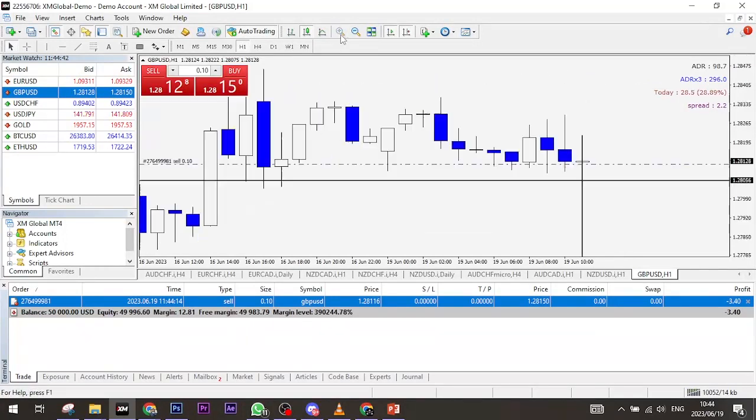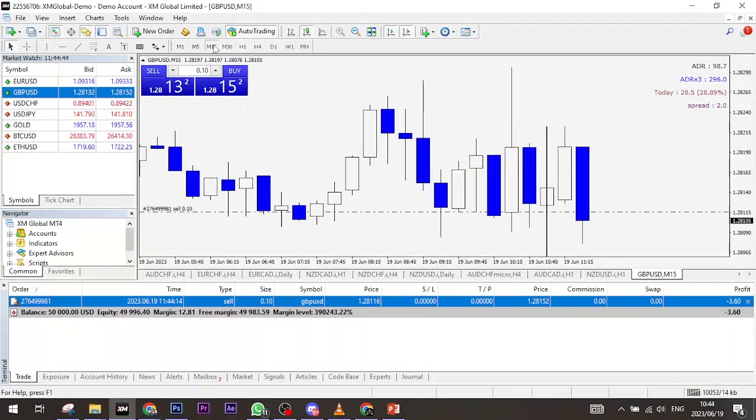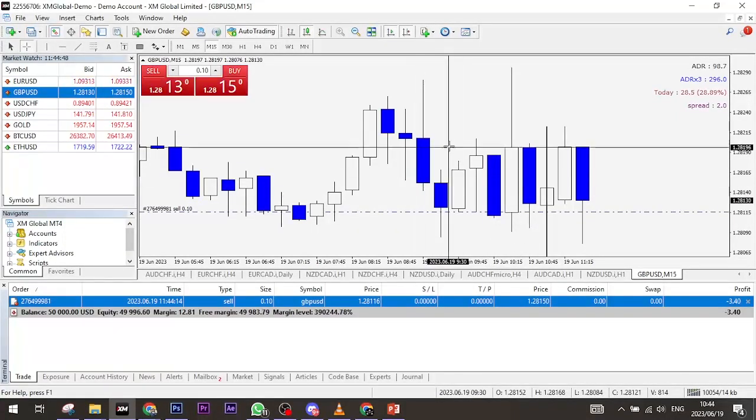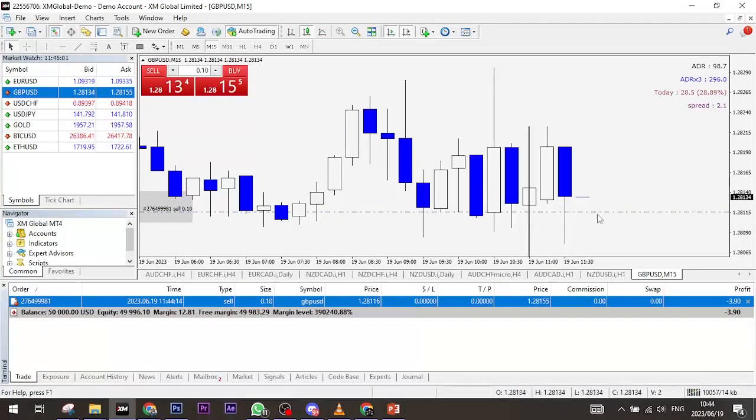And then now if I zoom in a bit, you can see that there's a dotted horizontal line here. You see this line? It indicates where your order is at, right? Where your order was executed. And then if I highlight here, you can see I placed the sell at this level here.